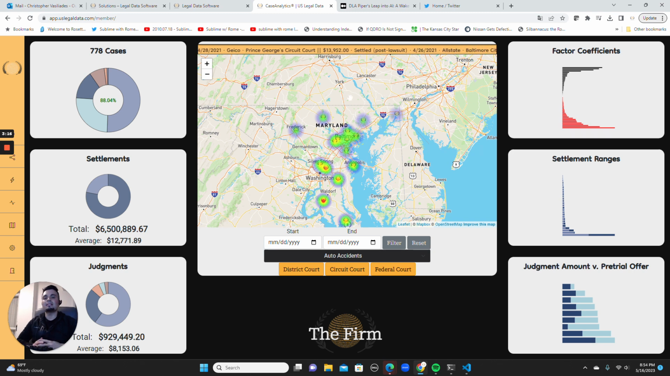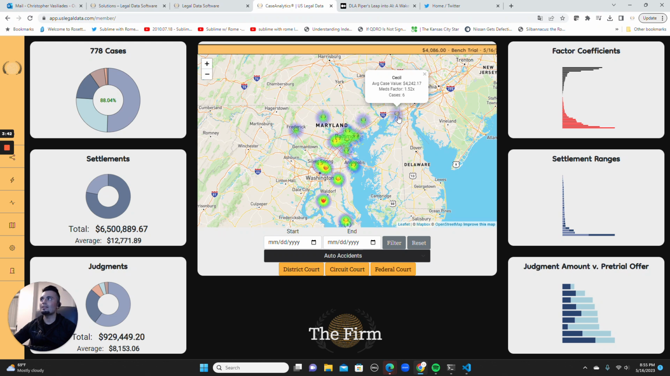The heat map basically gives you the value of the case broken down by venue. So for district court, we have district court, circuit court, federal court. For district court here, you can see this firm, their case values are highest, it seems, in Charles County. That's why you have the dark red there. The lighter blue means that the case value on average is less. Cecil County here is the lowest average case amount.